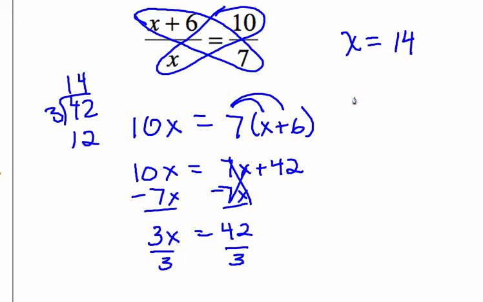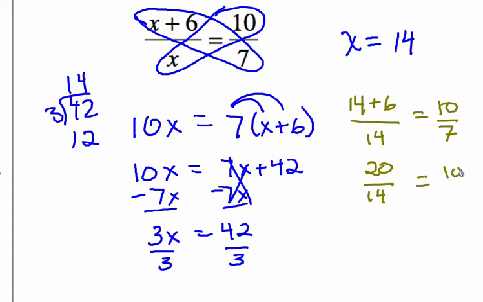And we'll quickly plug that back in and see if it works. 14 plus 6 over 14 should equal 10/7. Well, 14 plus 6 is 20. 20/14, does that equal 10/7? Well, yes it does, because 10 times 2 is 20 and 7 times 2 is 14, so they are proportional to each other.